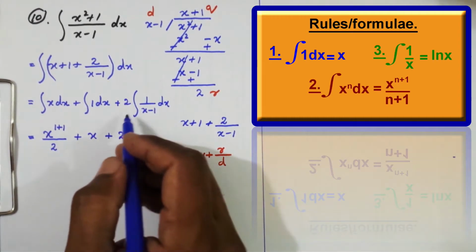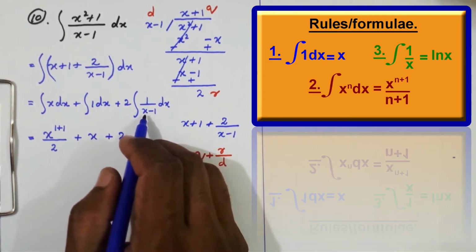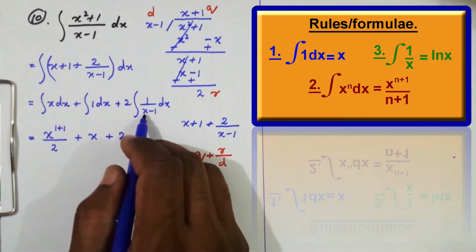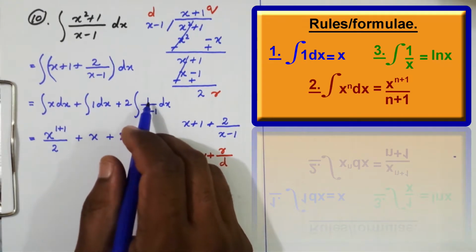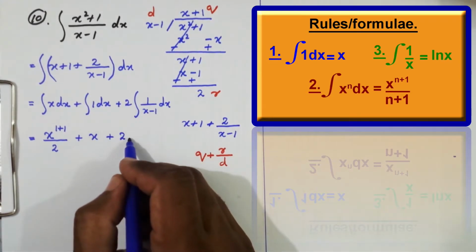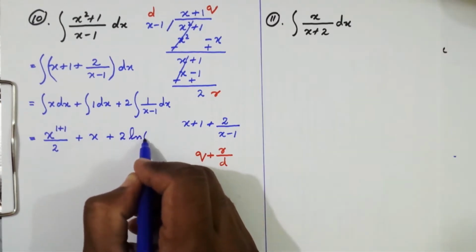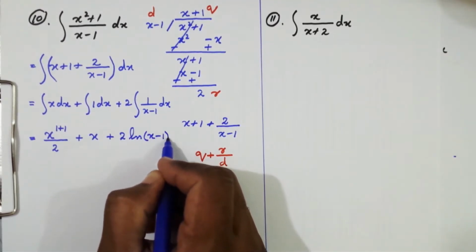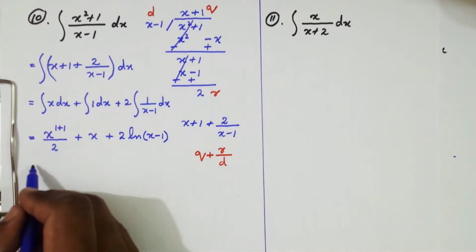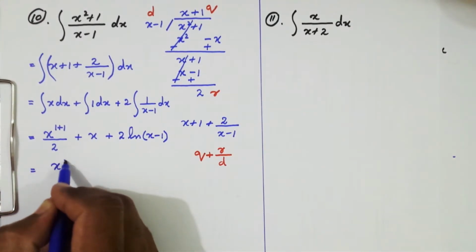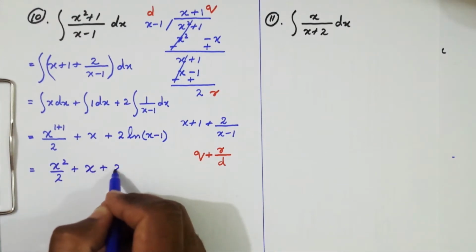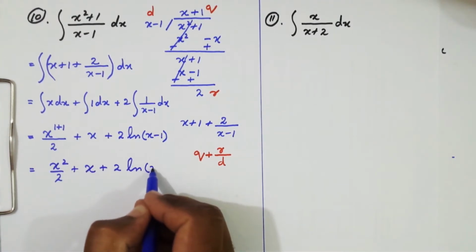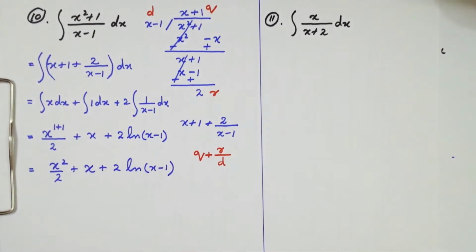Here you are looking at the variable in its denominator whose power is 1. So you don't need to move this towards the numerator, and this type of question has integration natural log of the denominator, natural log of x minus 1. So the final answer is x square by 2 plus x plus 2 natural log of x minus 1.